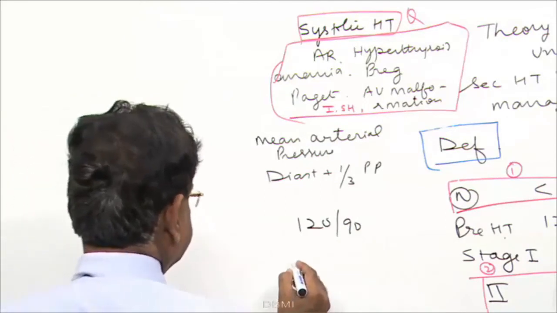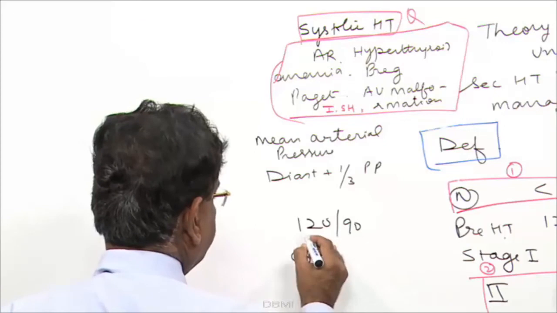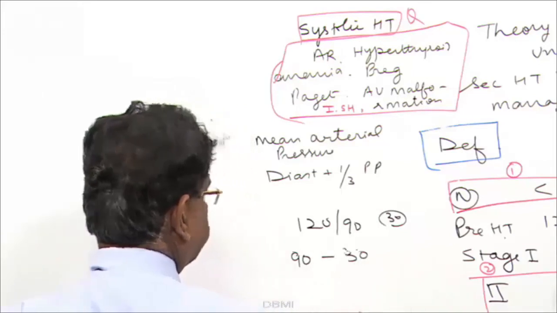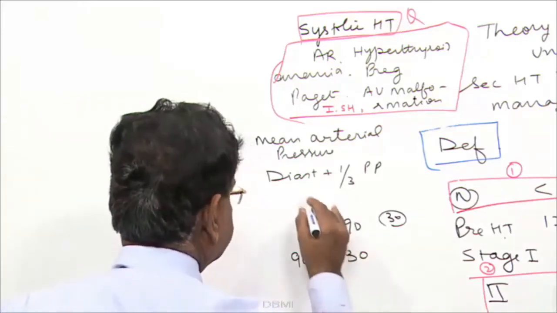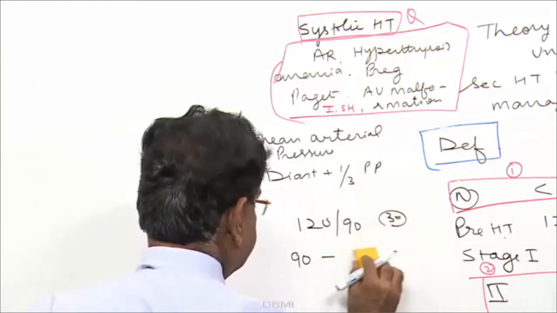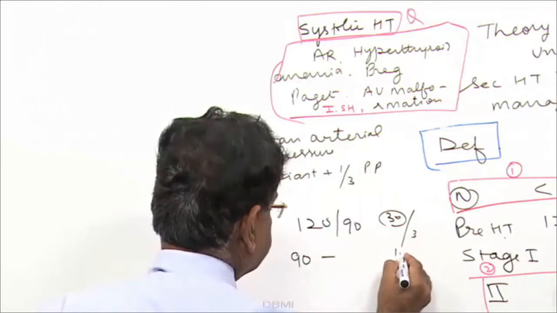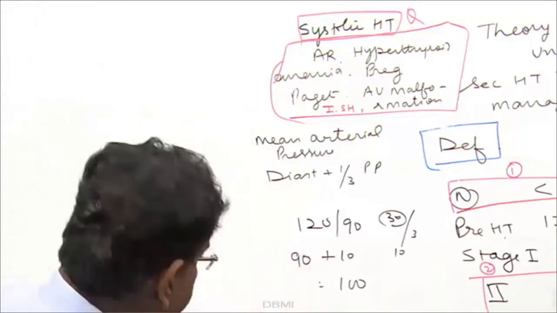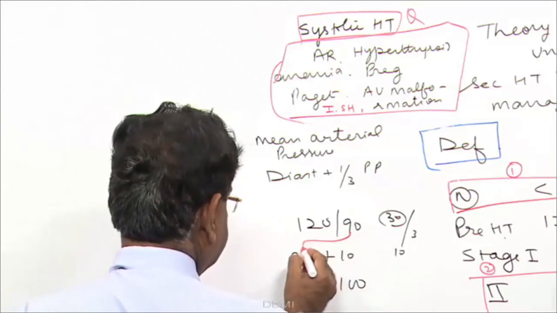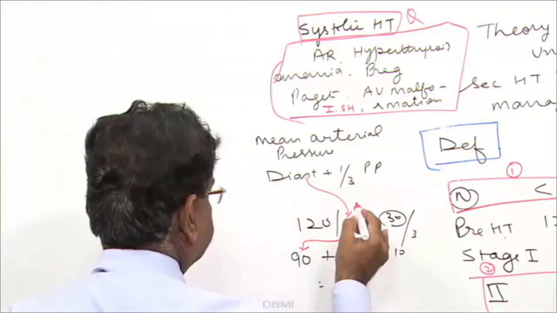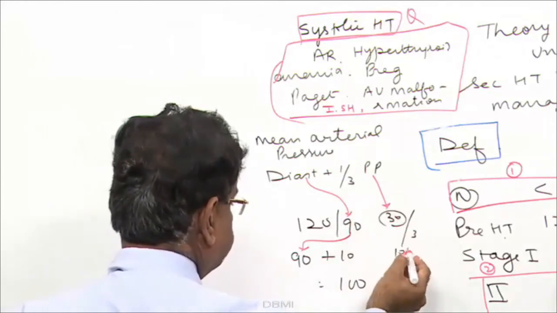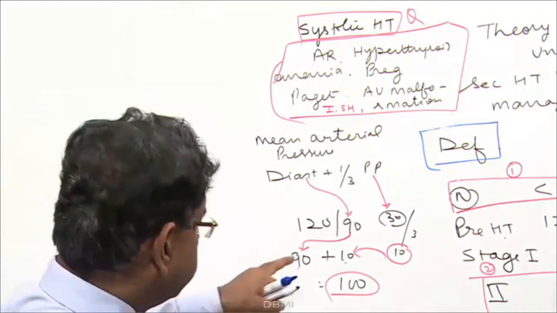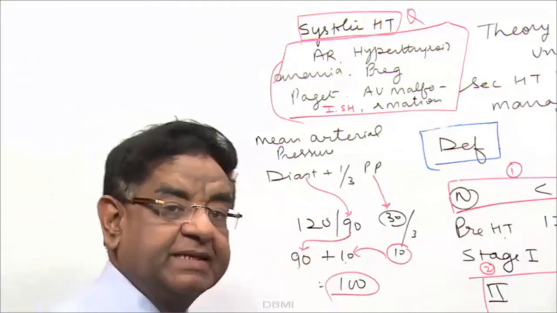So diastole is 90. And how much is the pulse pressure? 120 minus 90 is 30, the pulse pressure. One third of the pulse pressure, one third of 30, will be 10. So mean arterial pressure will be 100. I repeat again, diastole is 90, pulse pressure is 30, and one third of 30 is 10. So 90 plus 10 is 100, the mean arterial pressure of a patient whose BP is 120 by 90. This is an example to give you.